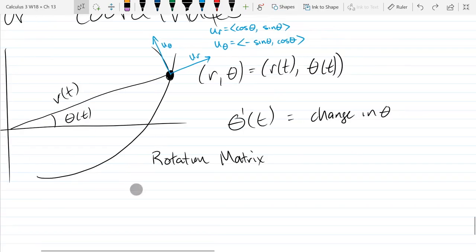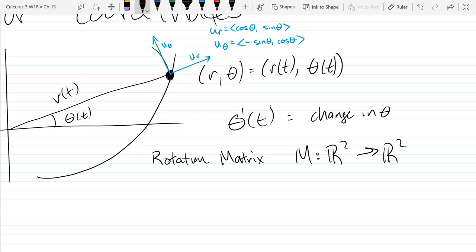So our rotation matrix, M, is going to go from two dimensions to two dimensions. And it is the matrix cos theta, negative sine theta, sine theta, cos theta.